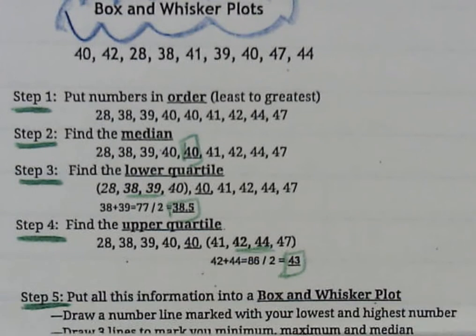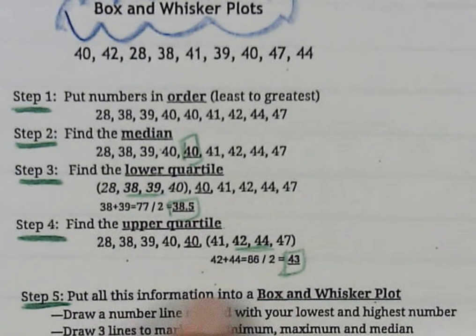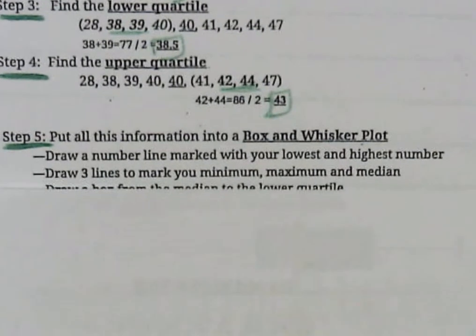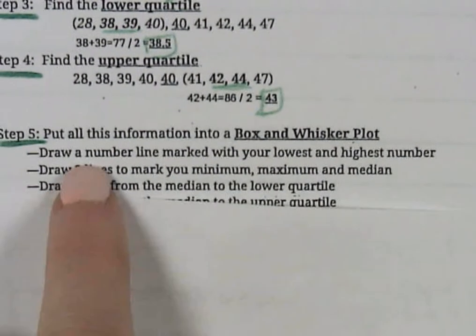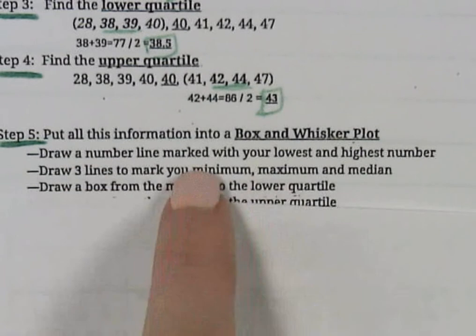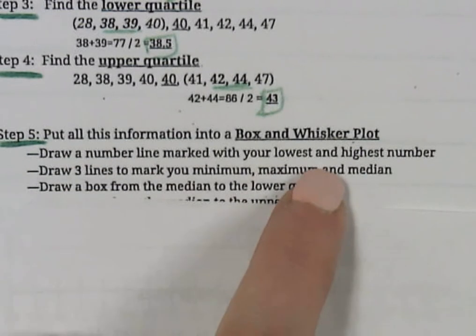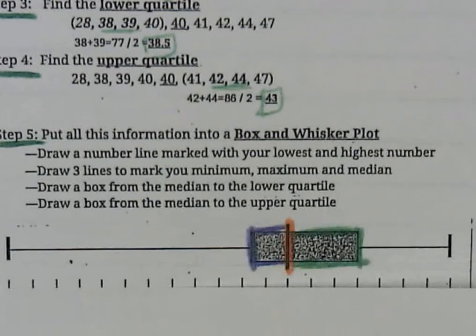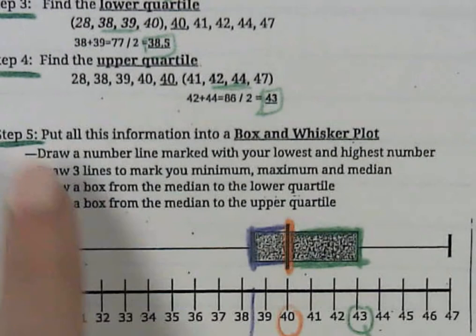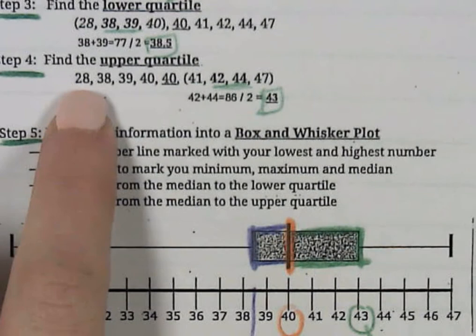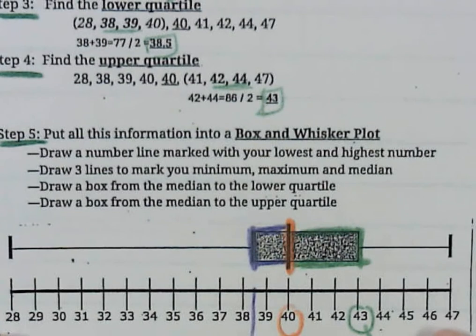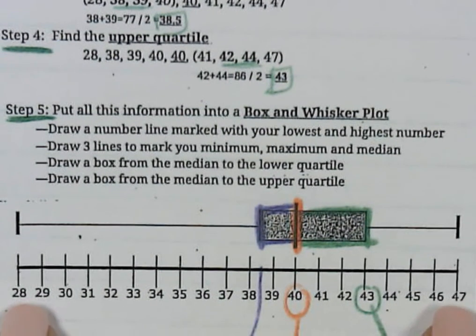So step 5 says put all this information into a box and whisker plot. So, how do we draw the box and whisker plot? It says you need to draw a number line marked with your lowest and your highest number. So they were nice in this example on our note page. They had the number line for you. So in this data set, my smallest number was 28. My biggest number was 47. So when they drew their number line, they just started and went from 28 to 47. That's how spread out your data is.